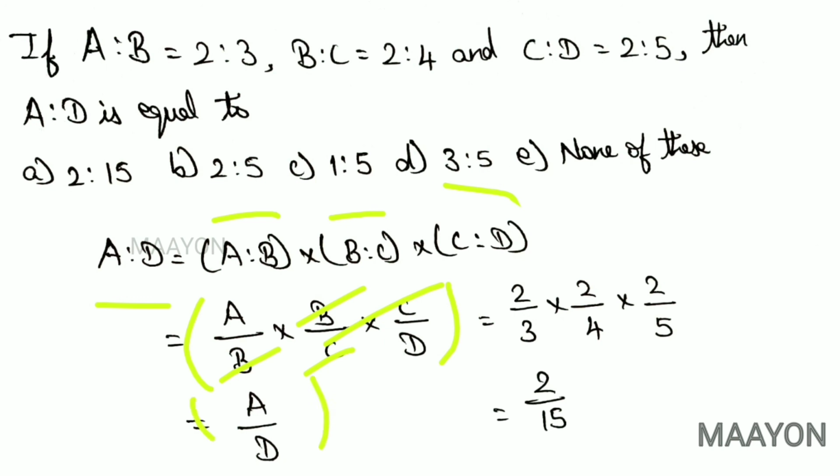Now substituting the values for this. A by B will be 2 by 3. Then B by C is 2 by 4. Then C by D is 2 by 5. Now cancelling out and getting the final value as 2 by 15. So option A is the right answer. Now let's move on.